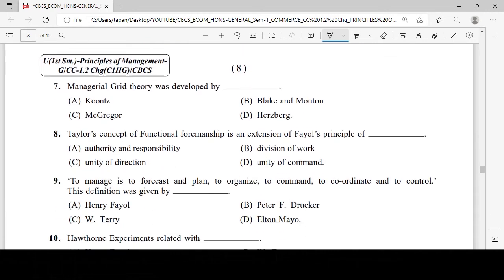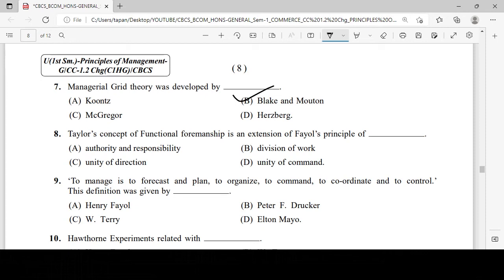Now the next part, question number 7. Managerial grid theory was developed by whom? Managerial grid theory was developed by Black and Mouton. You have to remember it very clearly, Black and Mouton. Therefore, managerial grid theory, you have to remember this part.